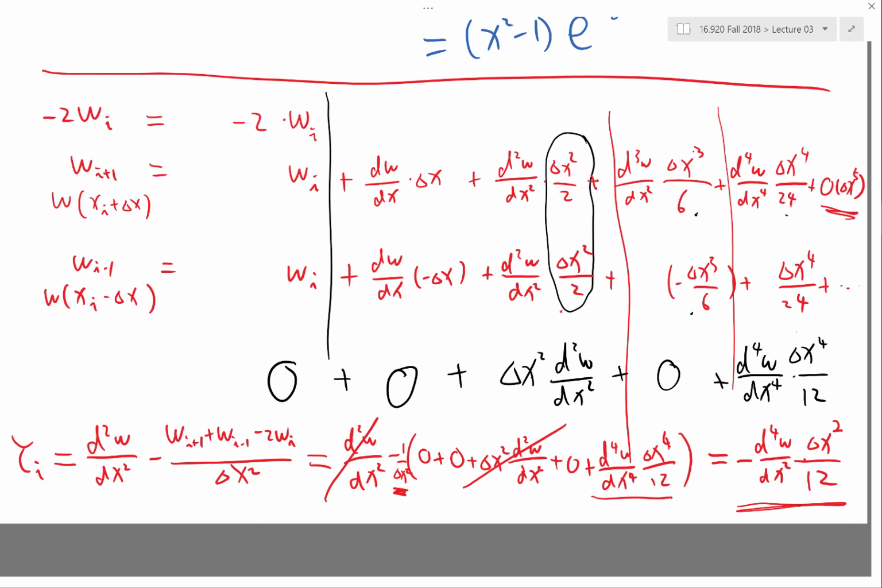So the first error term is going to be here. It's proportional to delta x, but then you divide it by delta x squared, so your error actually is going to increase as you refine your grid points. So that's not a proper scheme to use at all.